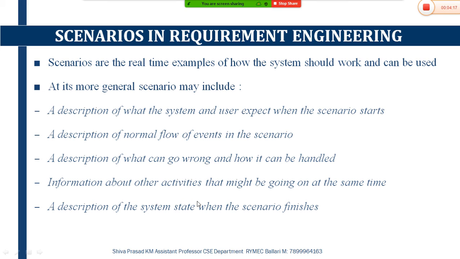For this, I will be taking five different criteria. One is the initial assumption: what the system must do, and what is the expectation of the user. That is the first point, with the heading initial assumption. Second one is the normal process in the flow of execution, how it takes place. Third one is what can go wrong, the fourth one is other activities, and the fifth one is system state on completion of a work.